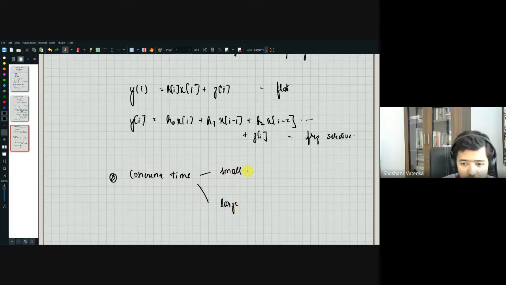Right? So if the coherence time is small, then it means that the channel is varying rapidly, right? The attenuation factor is varying rapidly, whereas if the coherence time is large, then the channel remains roughly the same. All right, so if the coherence time is large, we say that the channel is slow fading.